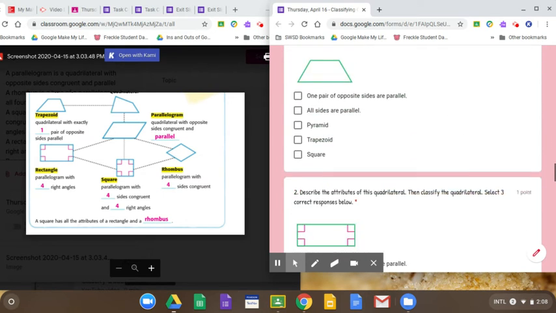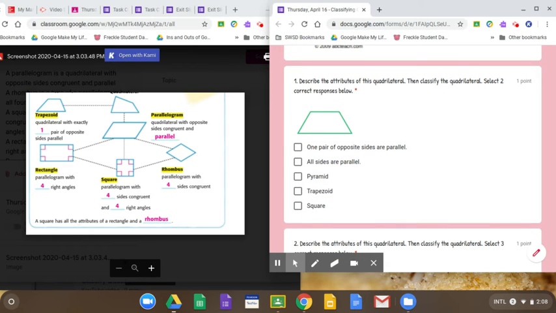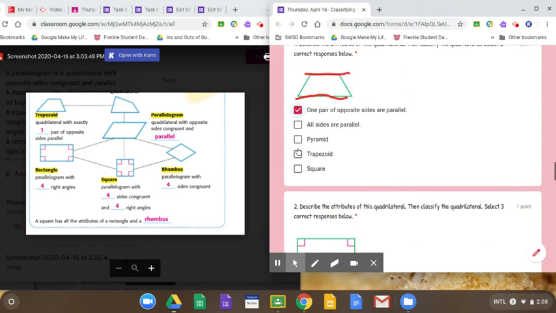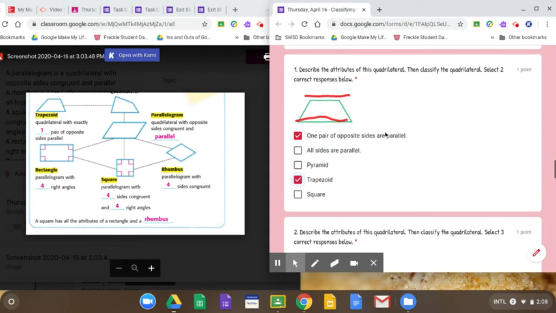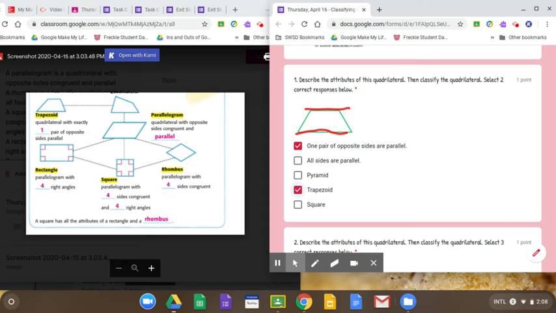So the first question said, describe the attributes of this quadrilateral, then classify the quadrilateral and select two responses below. So this quadrilateral has only one pair of opposite sides that are parallel, because this is parallel to this. So that's one pair of opposite sides. So I would click this one, and then I look at what shape it is, and it's a trapezoid. So for number one, those would be my two answers.